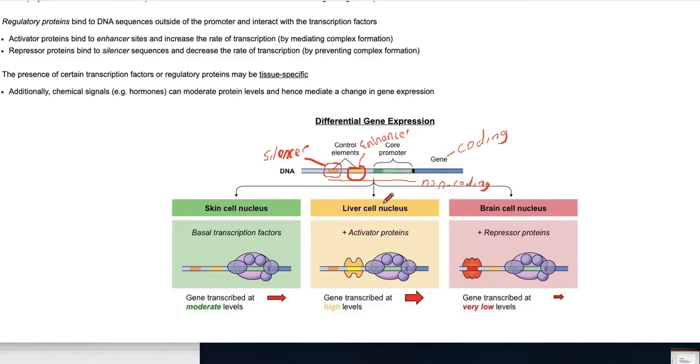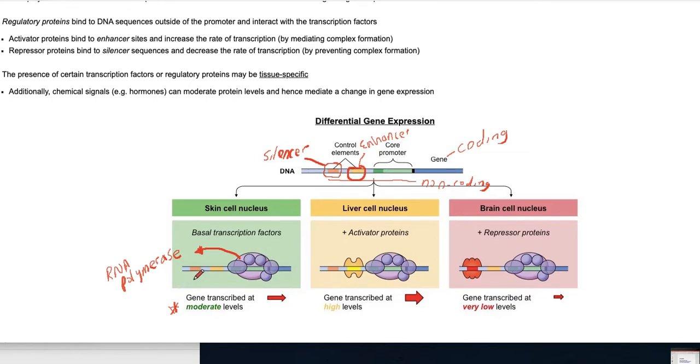Let's say that I'm a skin cell, and let's say that I need to generate moderate levels of a certain protein. So if I'm the DNA, I'm going to first need to transcribe it, and then I'm going to need to translate it into proteins, and then I'm going to end up with moderate levels of proteins, right? In order for that to happen, what do I need? Well, I need this gene coding region to get transcribed first. And in order for that to happen, I'm going to need RNA polymerase. That is the enzyme that is responsible for transcription, right?